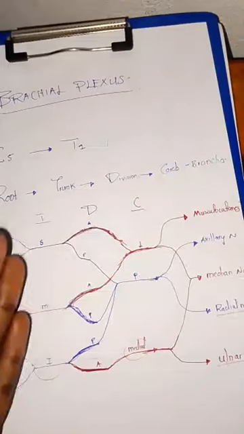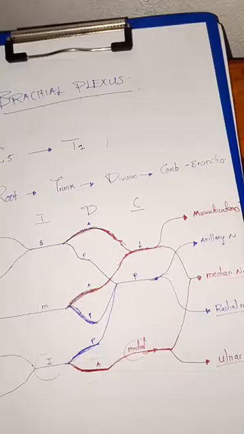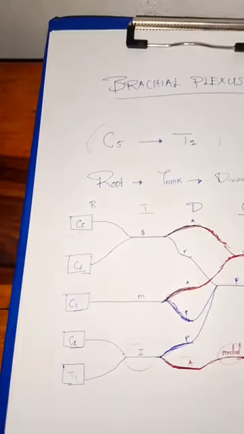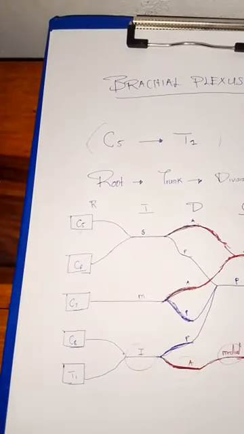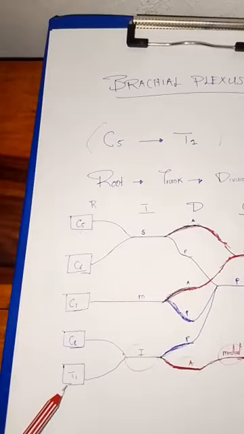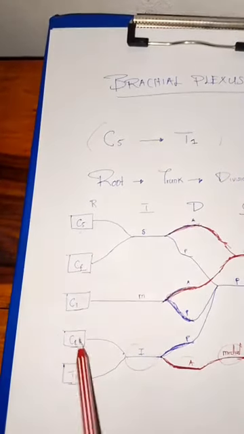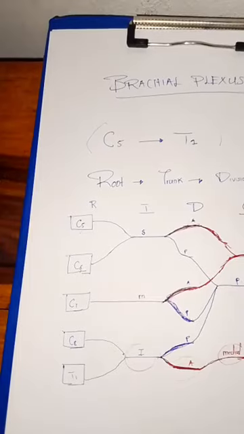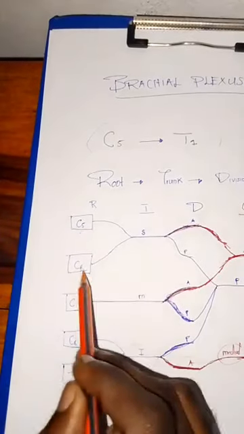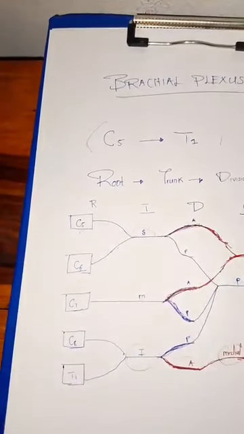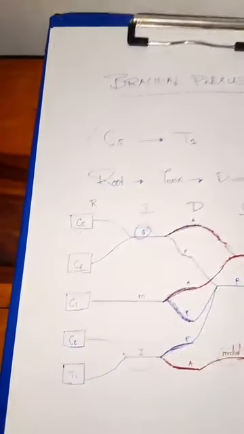Getting onto the trunks, then forming the divisions, the cords, and the branches. So just to have a quick run through of the whole thing, we said that the roots of the brachial plexus are about 5, and they originate from C5 to T1. So we have C5, C6, C7, C8, and T1. Then we said that C5 and C6 join together to form the superior trunk, and this is the superior trunk that we formed at that point.